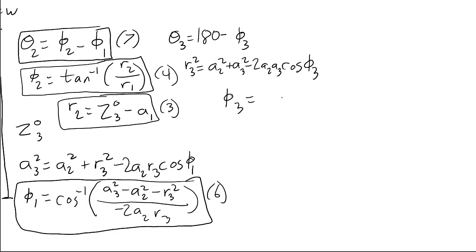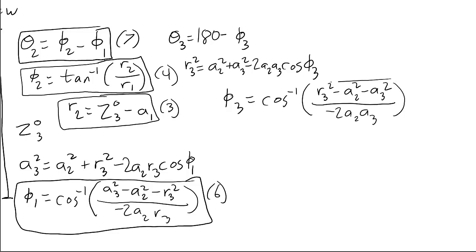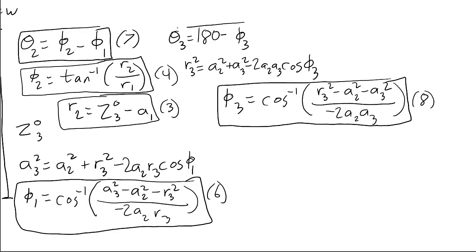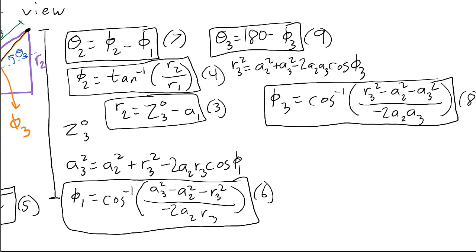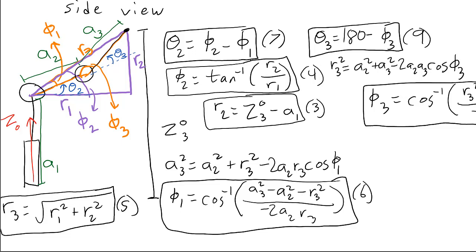Okay, and then I'll solve this equation for phi 3. And we'll give it a number so I don't forget what order I need to do these equations in. This is equation 8. And now that I have phi 3, I can do equation 9, solving for theta 3. And here we go, we're done. We have equations for all the joint variables, and everything else is known, so we're done.